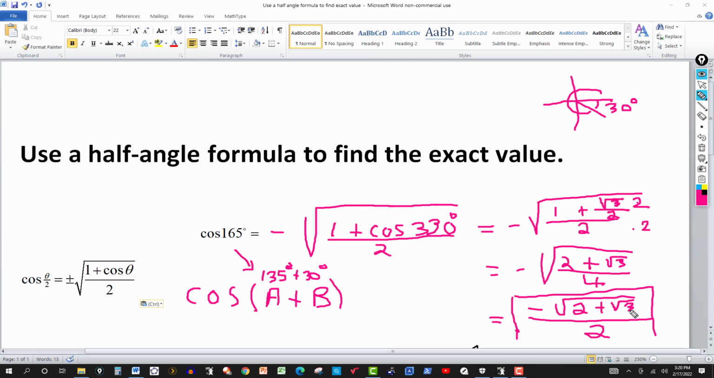Now it's going to look different than this one. It's not going to look like this answer here. But it's the same. It's just a different form of the same answer. And I'm going to address that in the next video.